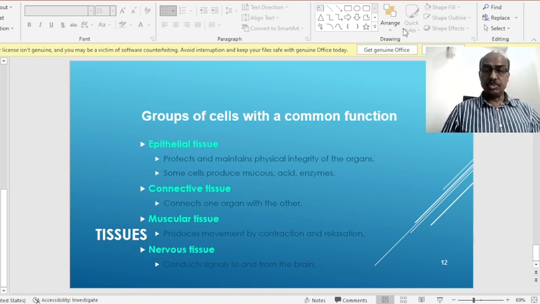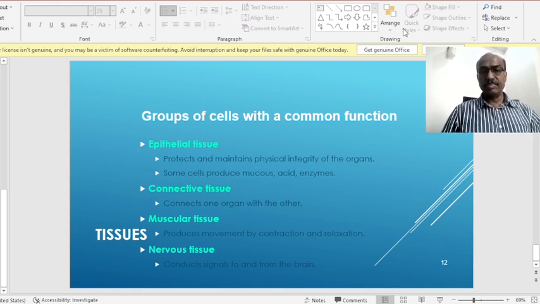Then come nervous tissues. Nervous tissue is found in brain, spinal cord, and nerves. And it plays an important role in coordinating and maintaining body activities. Nervous tissue also carries signals to and fro from the brain.